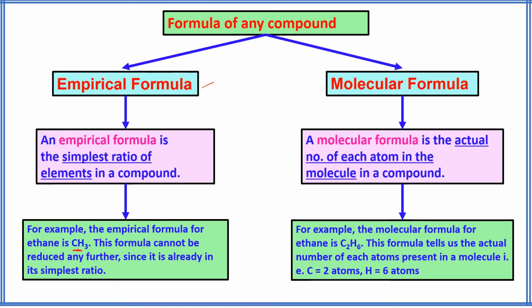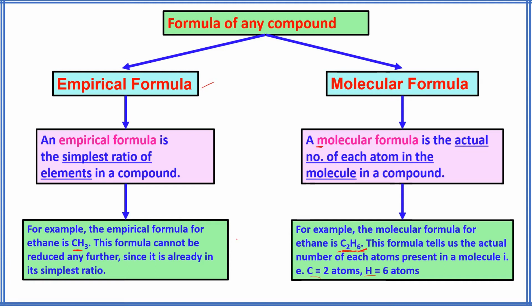Now, what is the molecular formula? Molecular formula means the actual number of atoms present in the molecule. For example, take this one, the molecular formula. How many carbon atoms are there? Actually 2 carbon atoms and 6 hydrogen atoms. This is the actual number of carbon atoms and hydrogen atoms. So the molecular formula definition is: the actual number of each atom in the molecule. Whereas the empirical formula is the simplest ratio of elements present in the compound.